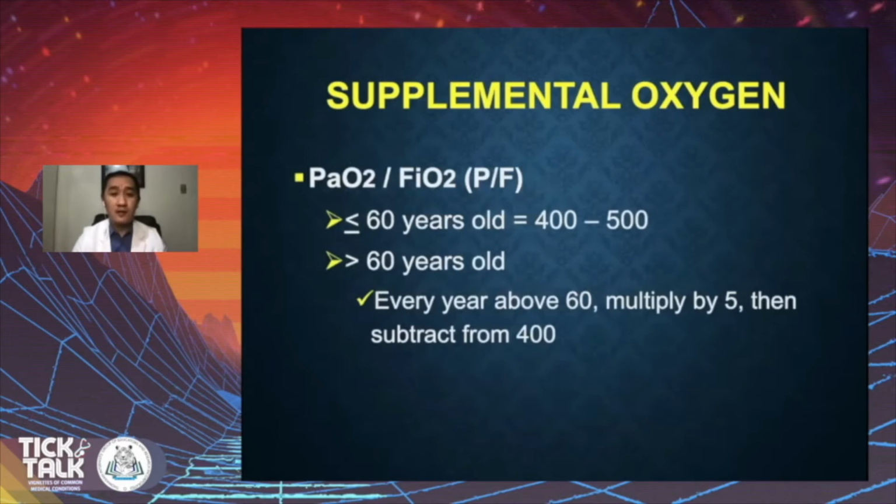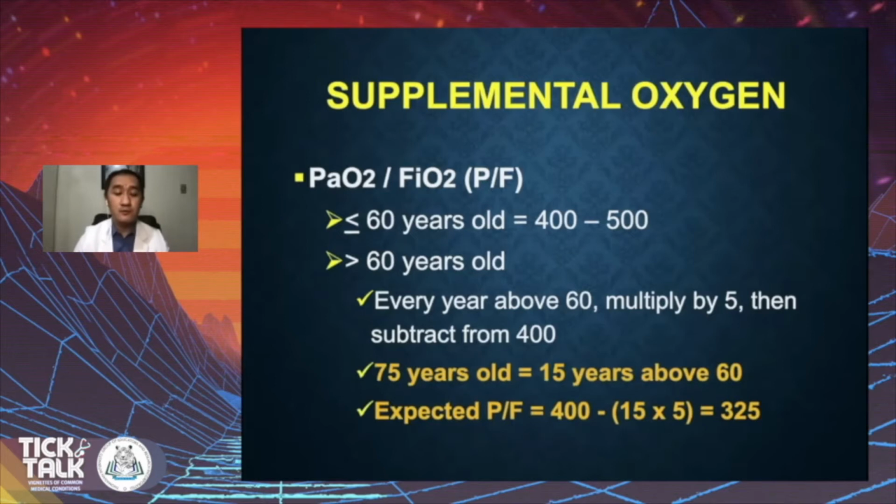Another index of oxygenation or hypoxemia is the PF ratio, or the arterial O2 over the fraction of inspired oxygen. If your patient is below 60 years old, the usual value is 400 to 500. If your patient is more than 60 years old, for every year above 60, you have to multiply by 5, then subtract it from 400.